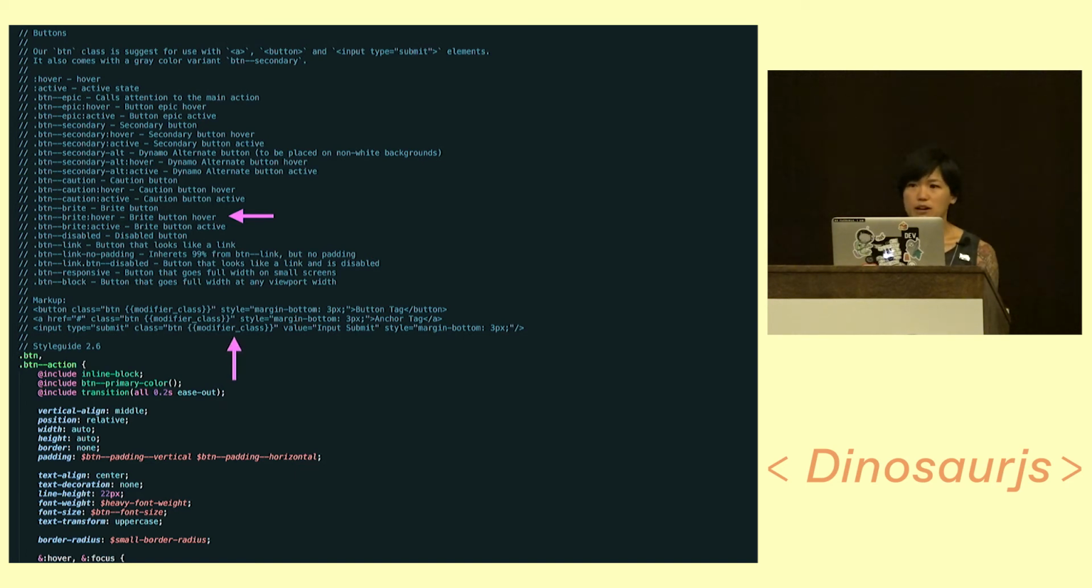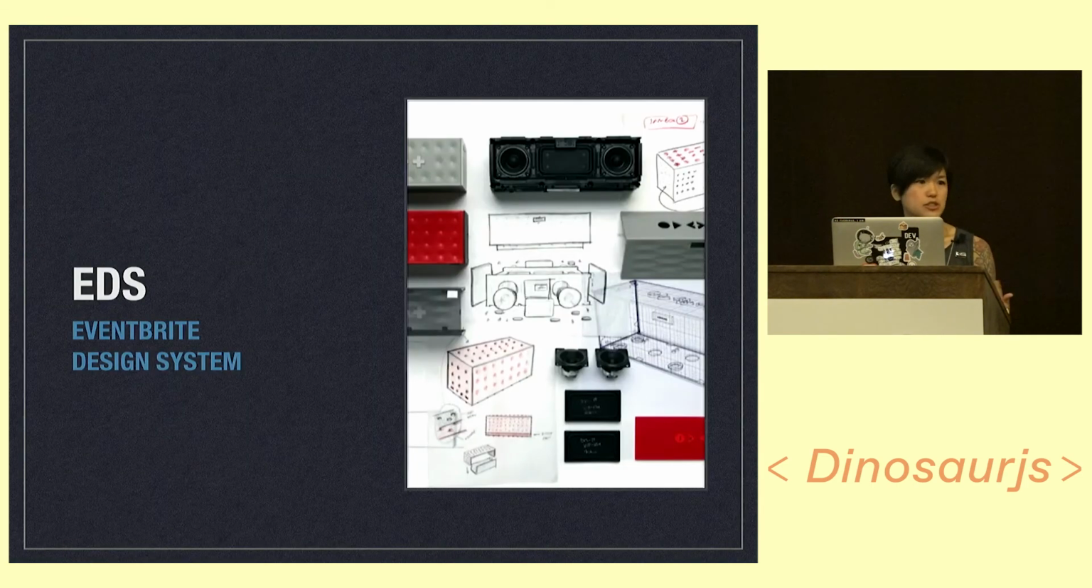We see here we have modifier classes, but again, with the classes being added in this way, we can't necessarily predict how the cascade will work. And then lastly, you can see the style guide sections. So sometimes we would actually have to manually edit these section numbers. So on to the future, EDS, which stands for Eventbrite Design System.